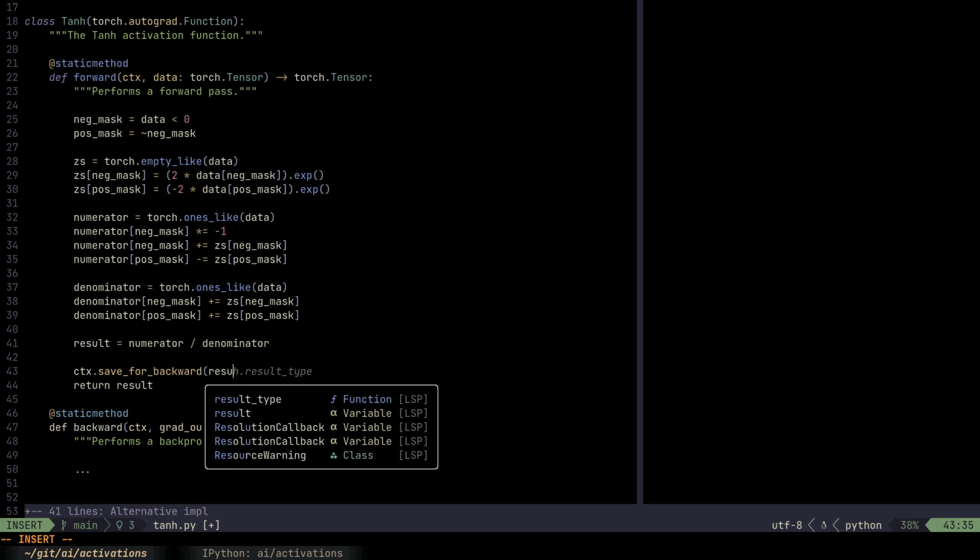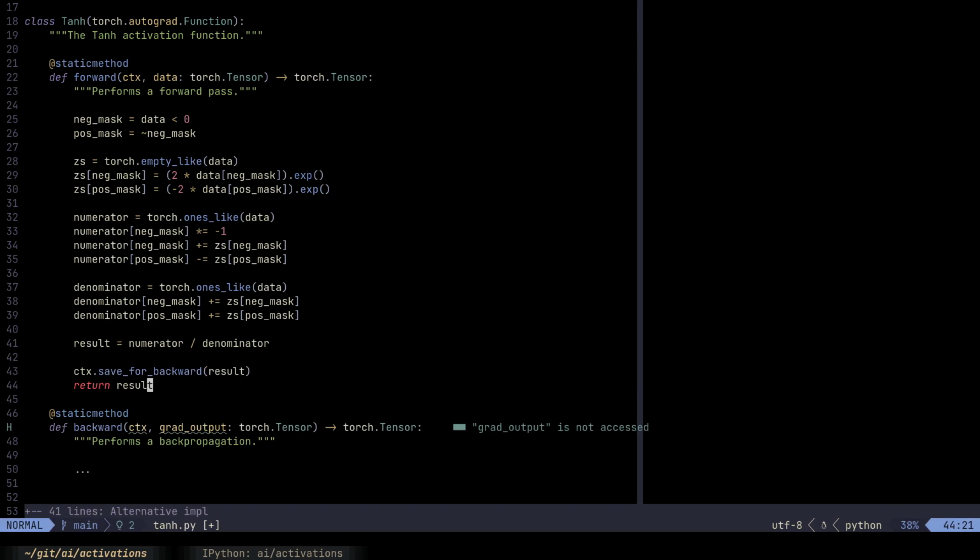Save for backward result. And result, of course, that's the tanh that we computed. Now for the backward method, what we're going to do is unpack or extract this result from the context's saved tensors. Then we can compute the gradient, and we know what the gradient is. It's this, and we can copy this over, okay?